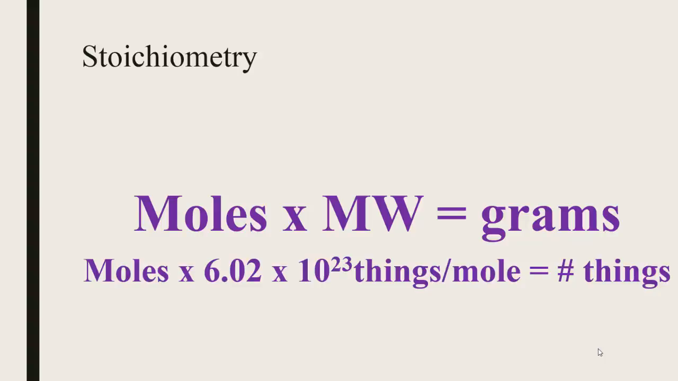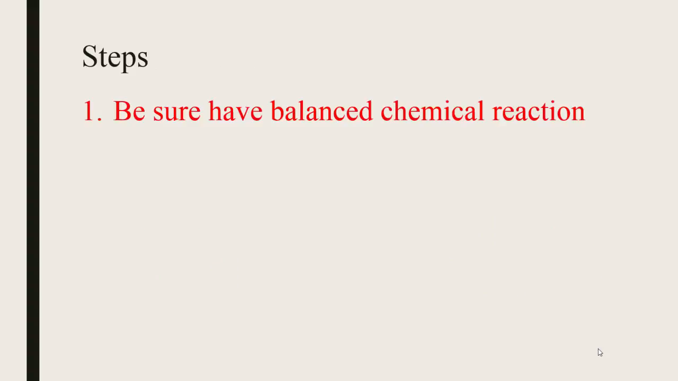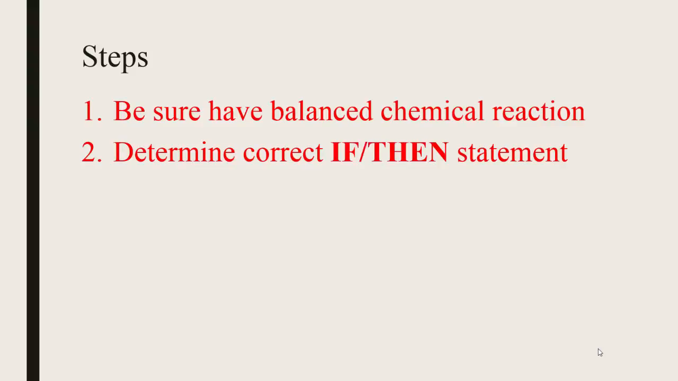We will occasionally use this equation, but the vast majority of the time when dealing with stoichiometry, we'll be dealing with moles times molecular weight equals grams. Now this is a very stepful conversion. There happen to be 5 steps. The first is you have to have the correctly balanced chemical reaction. Secondly, you need to figure out what the if-then statement is.